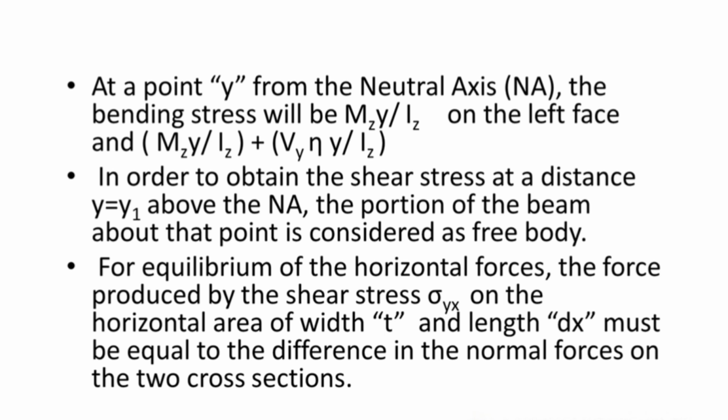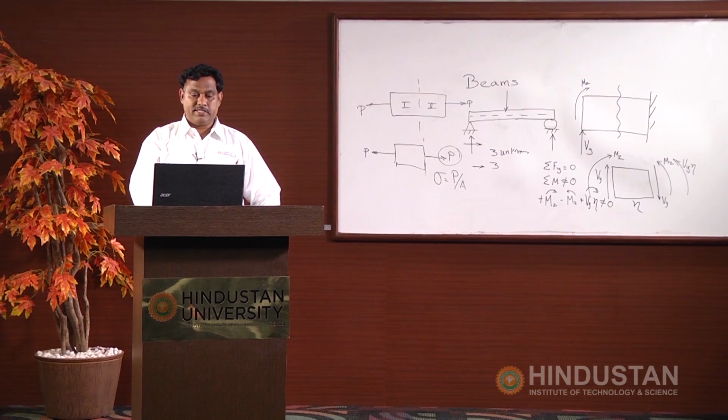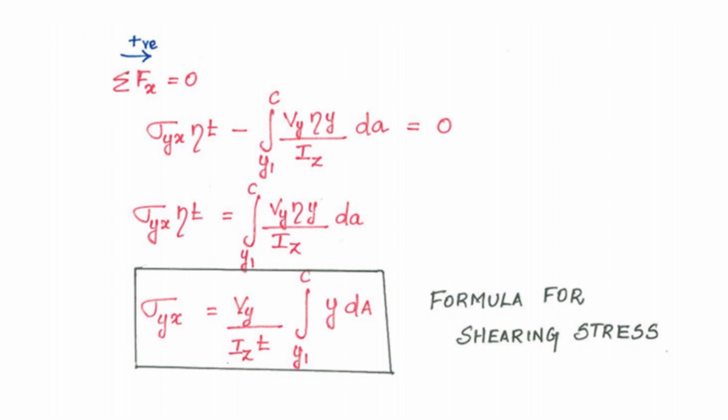portion of the beam above that point is considered as a free body. For equilibrium of the horizontal forces, the force produced by the shearing stress sigma yx on the horizontal area of width t and length dx (here we are using eta as dx) must be equal to the difference in the normal forces of the two cross sections. That is what I have shown here: the difference, that is Vy eta by Iz dA, is equal to sigma yx eta t. Using the equation of equilibrium, sum of forces along the x direction equal to 0, you can write sigma yx eta t equal to integral y1 to c of Vy eta y by Iz dA. So, upon simplification we will get Vy by Iz t times integral y1 to c of y dA, and this is the formula for shearing stress.